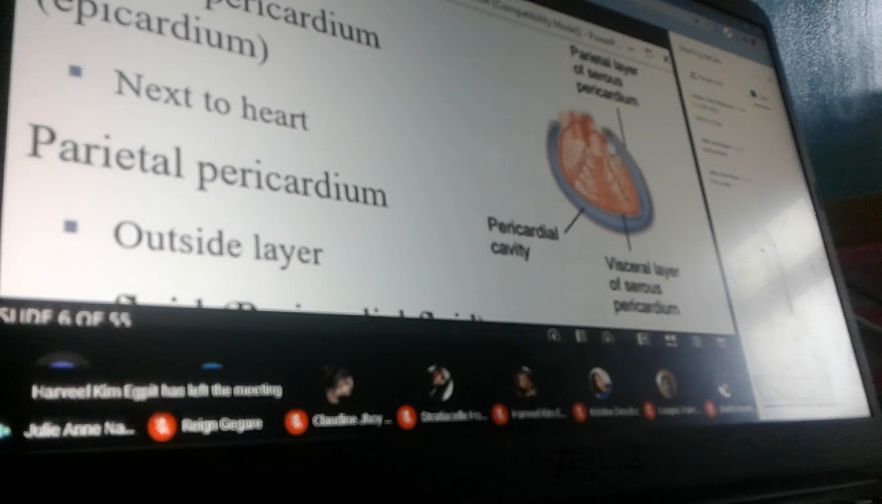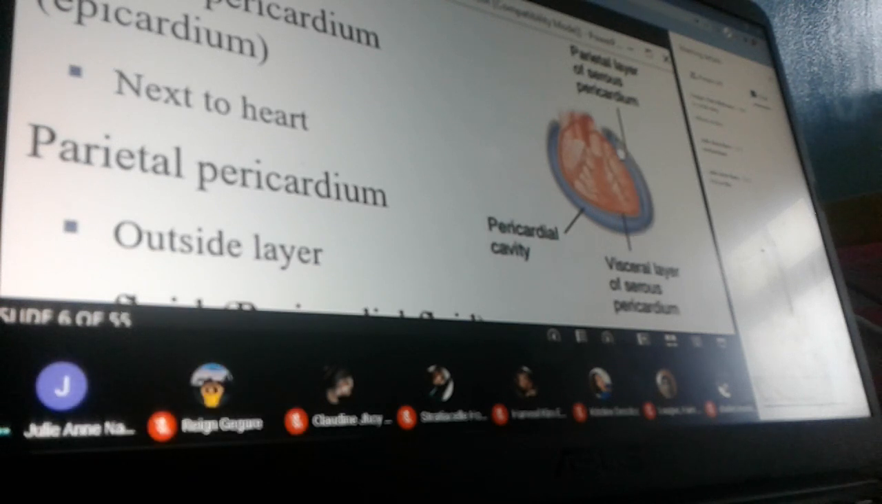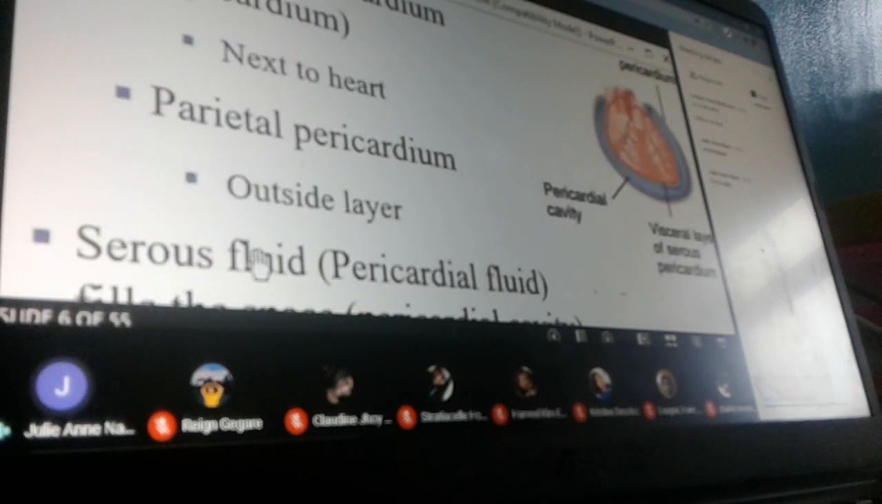Now, remember na merong space between the parietal as well as the visceral layer, okay? So, yung space class, itong space na ito is called the pericardial cavity, okay? Again, the space between your visceral pericardium as well as the parietal pericardium is known as the pericardial cavity. Now, inside this pericardial cavity class is the serous fluid known as the pericardial fluid, okay? Again, inside the pericardial cavity is a fluid known as the pericardial fluid.